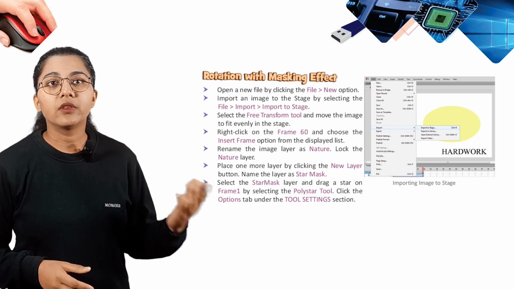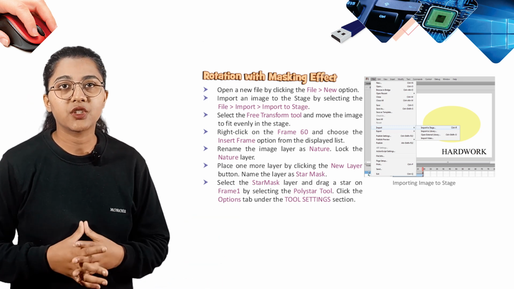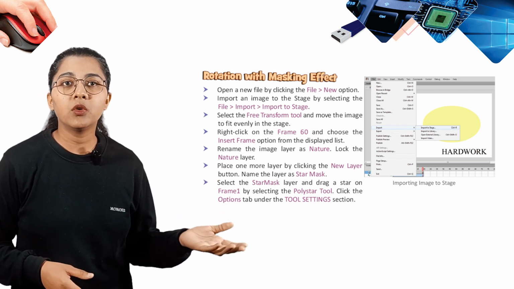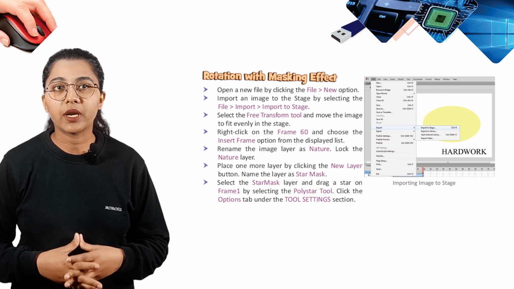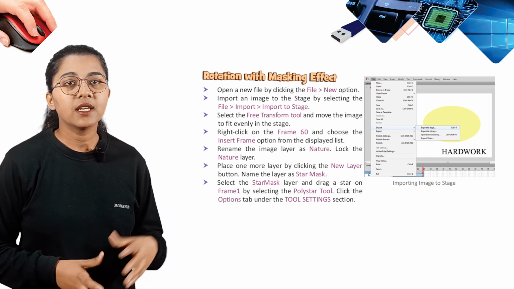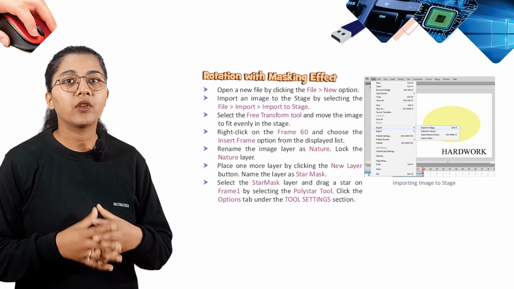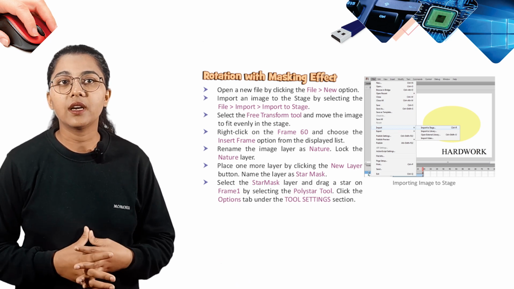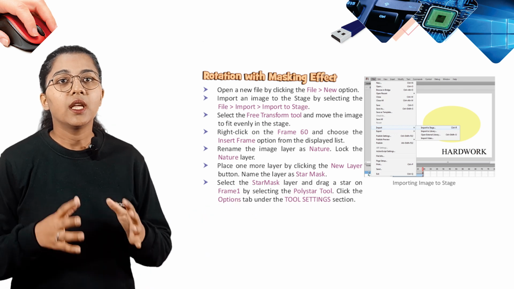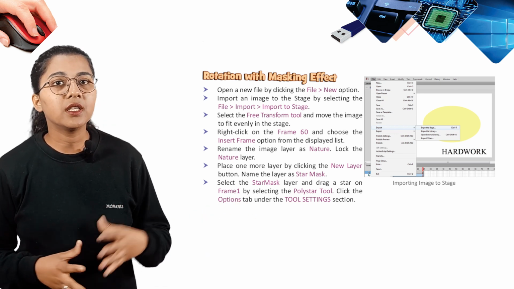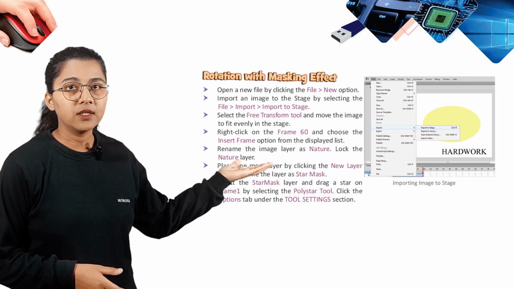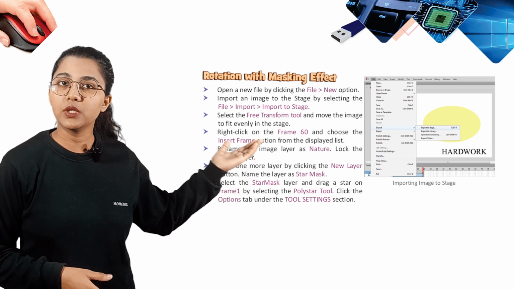Now next, rename the image layer as nature, lock the nature layer. Now next, place one more layer by clicking the new layer button, name the layer as star mask. Then next, select the star mask layer and drag a star on frame 1 by selecting the polystar tool. Click the Options tab under the tool settings section. Here you can see the interface of importing image to stage.